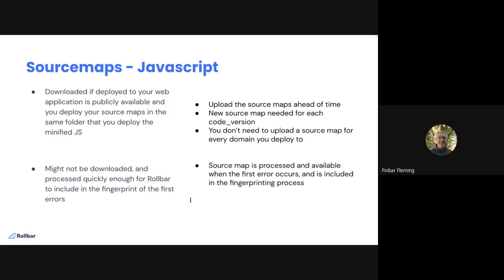Now, by default, we will assume that the map file has been deployed to the same directory as the JavaScript file, the minified JavaScript file. And if that website is publicly available, we will seek out that source map and download it from the publicly available web application. The benefit of this is that the source map, you may already be deploying it with the minified JS. You don't need to do anything extra to get Rollbar to be able to consume that.